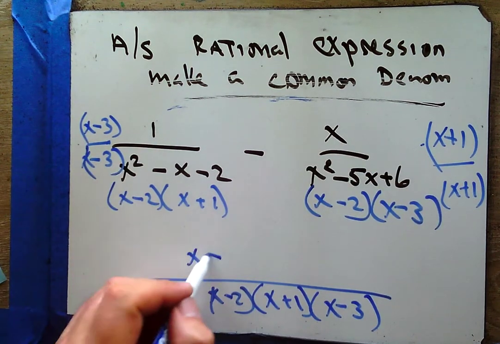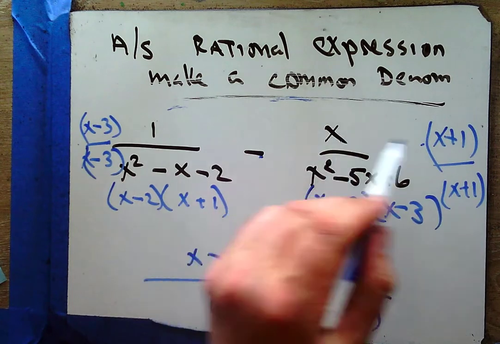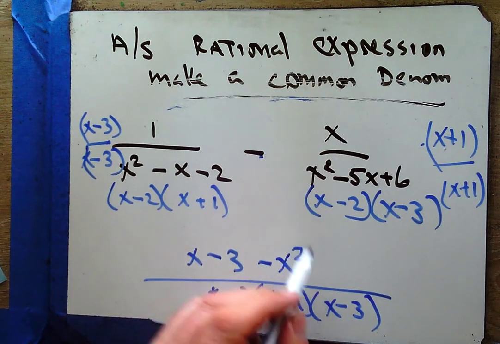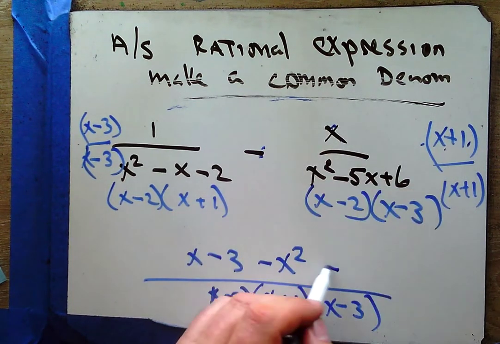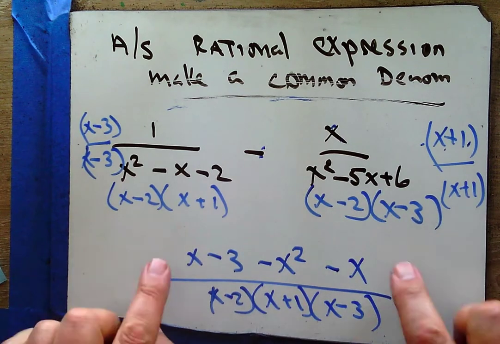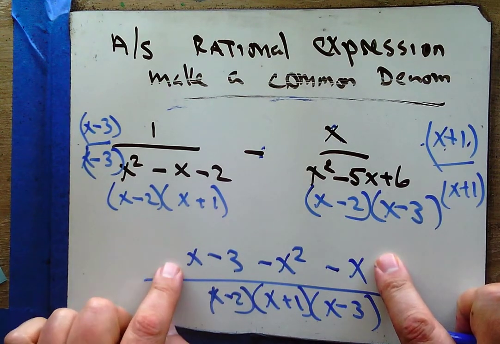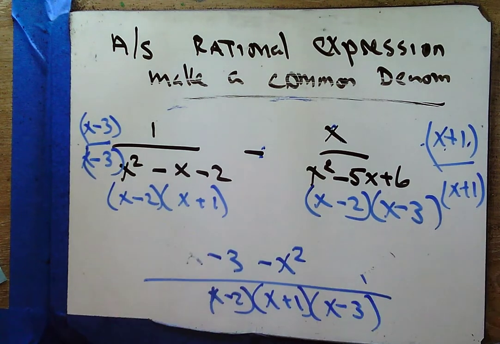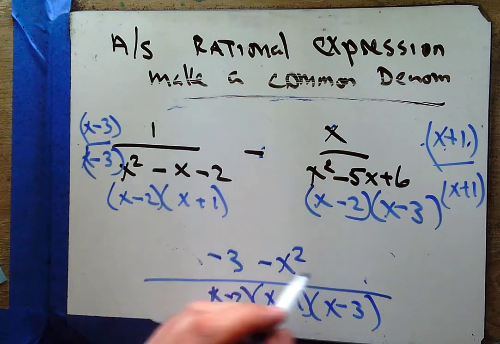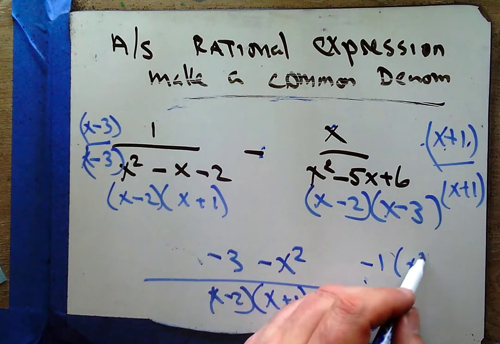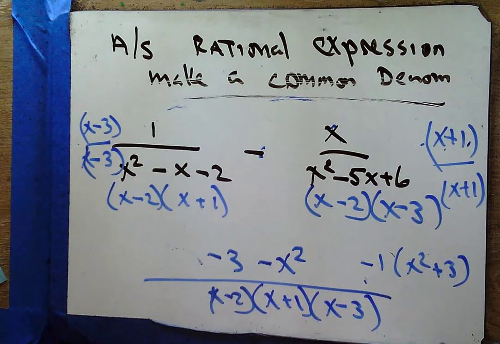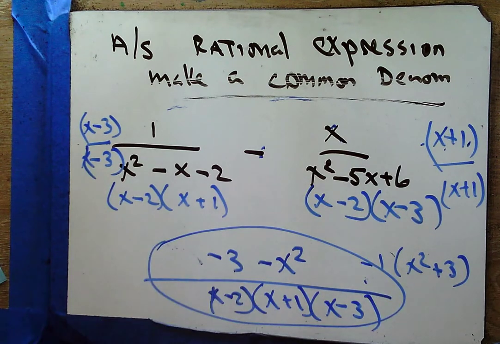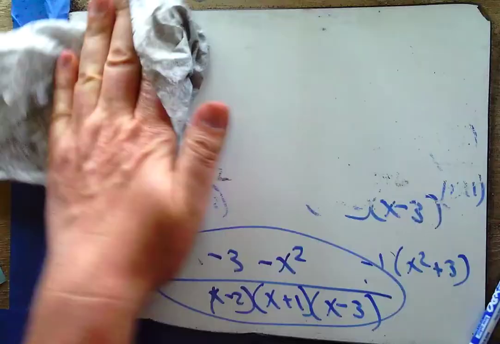I'm going to have x minus 3, negative x times x is negative x squared, and negative x times 1 is negative x. I can combine some like terms here. Oh, negative x plus x, well, they go away. And while I could take a negative 1 out on top, I don't see that that's really going to help me because there's not going to be any canceling. So I think I'd leave it just like that. Okay, so there we go.